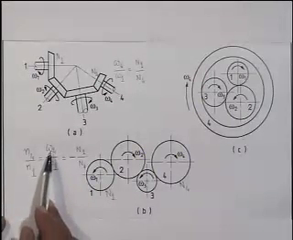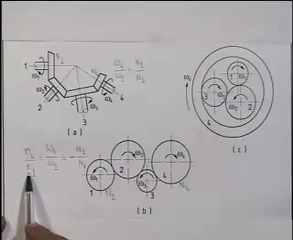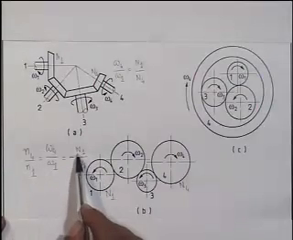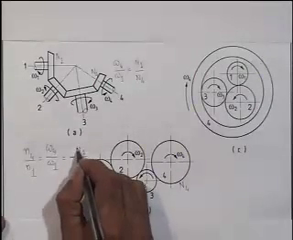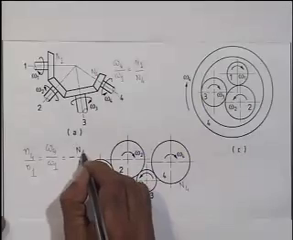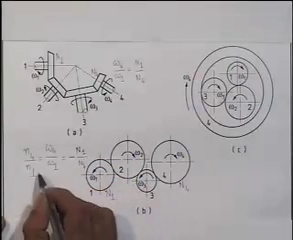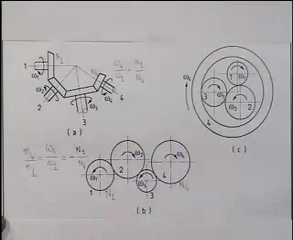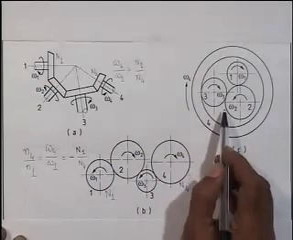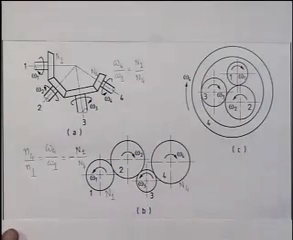The small n refers to RPM and capital N will refer to the number of teeth on various gears, which are written as this subscript. Now let us come to the example of this simple gear train.